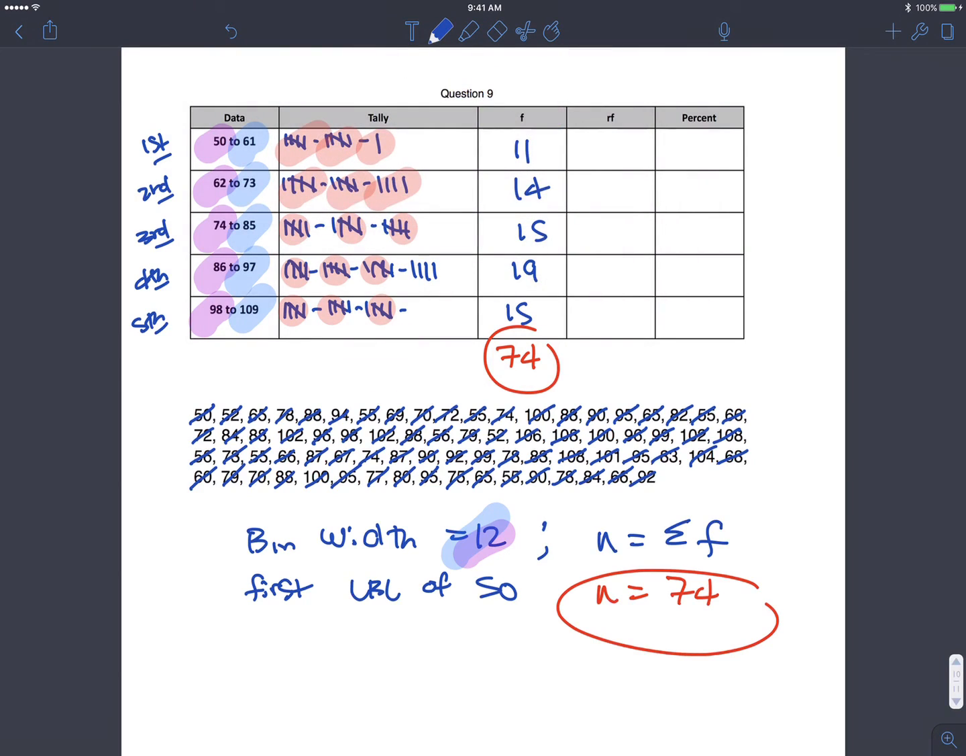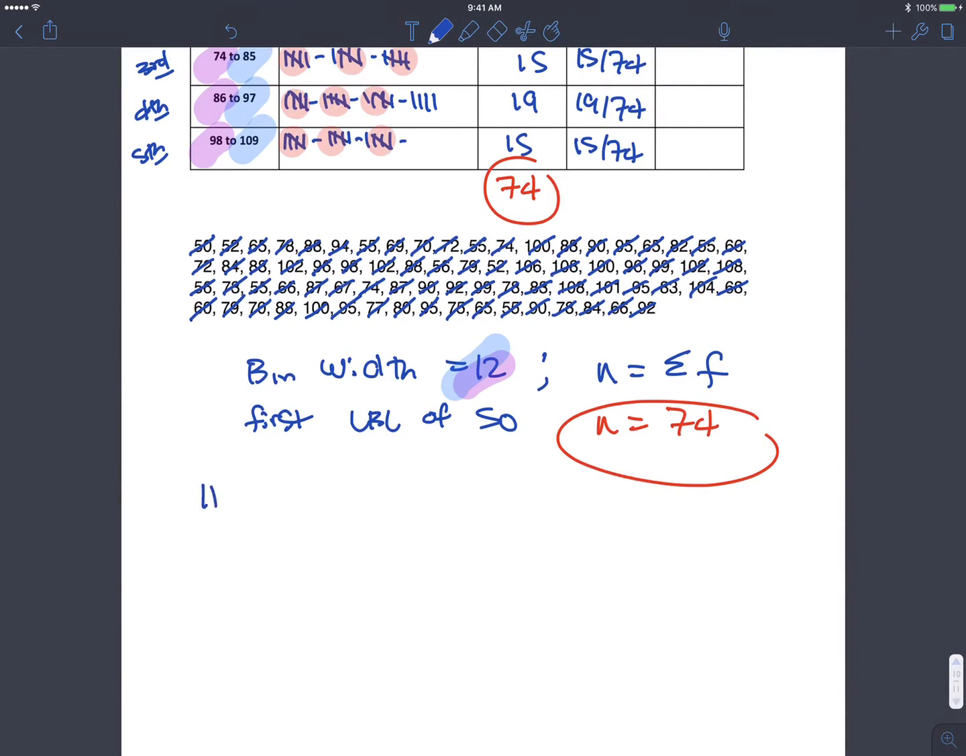Okay. So let's compute this here. 11 out of 74, 14 out of 74, 15 out of 74, 19 out of 74, and then 15 out of 74 again. Okay. 11 out of 74. So they want us now, let's go back and say to you that they want us to approximate this to the nearest thousandth. So that's 3 decimal places. So I have 0.1486. So this 8, 3 decimal places.